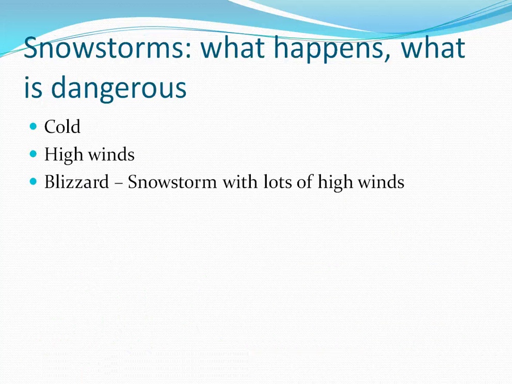Now, looking at the next item, the snowstorms, what exactly happens during them and what's dangerous about them? Well, of course, it's going to be cold. We've known that from experience. There's high winds, and of course, there's going to be snow involved too. One of the special cases that we have with it is actually what's called a blizzard. And this is just a snowstorm with a lot of extra high winds in it. And with those extra high winds, we actually can see that it becomes even more dangerous because it's difficult to remain warm in those conditions.